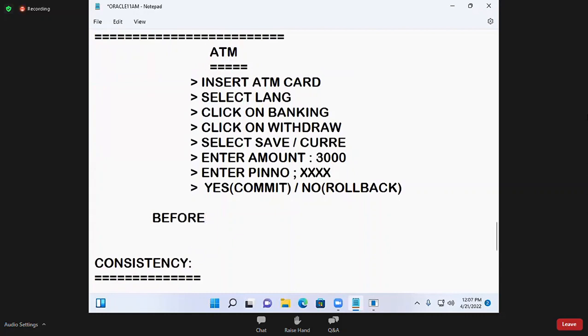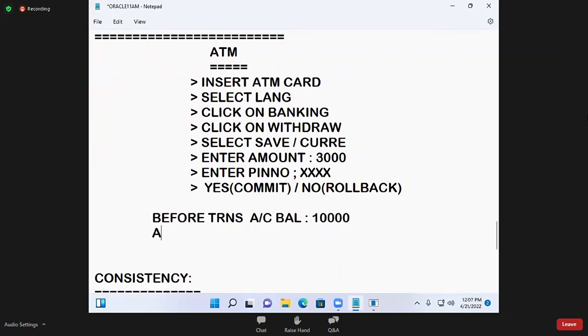Before transaction, my account balance is how much? 10,000. After transaction, your account balance is how much, guys? That means 10,000 minus 3,000 is equal to 7,000.